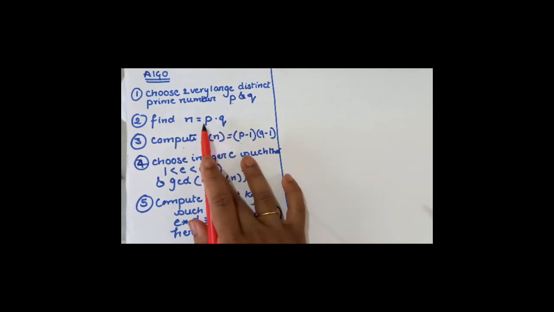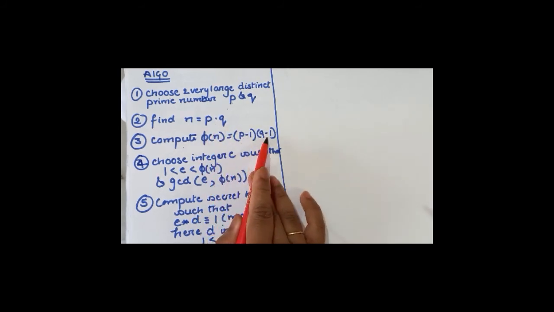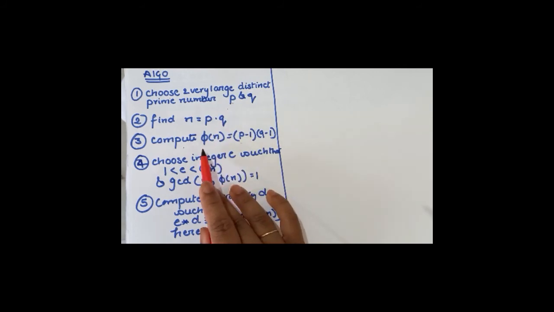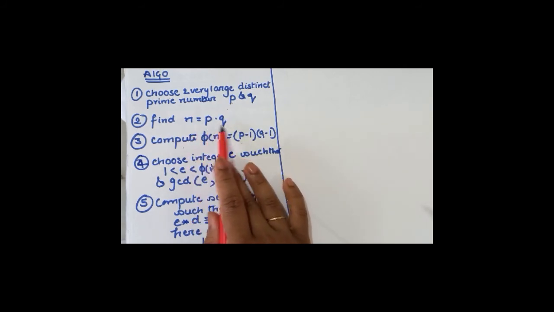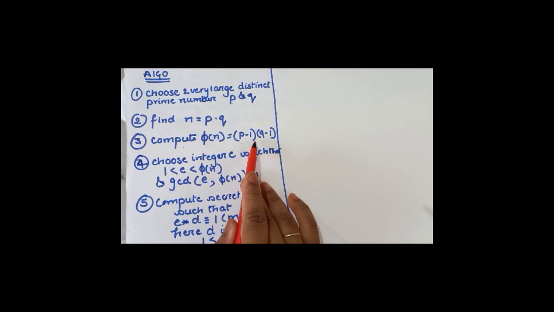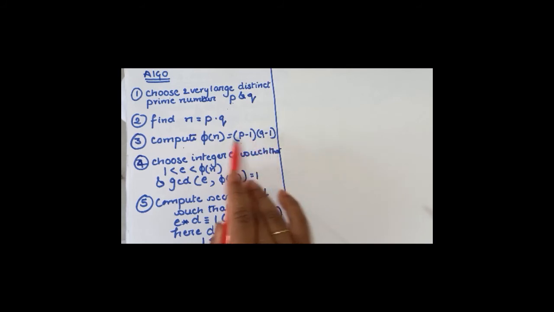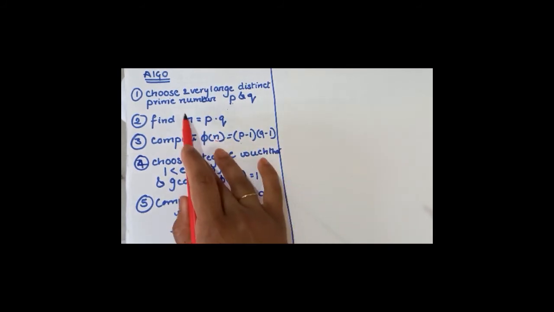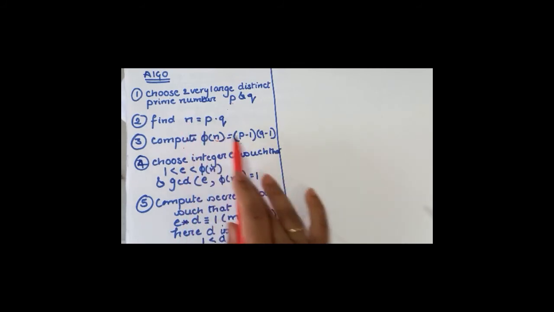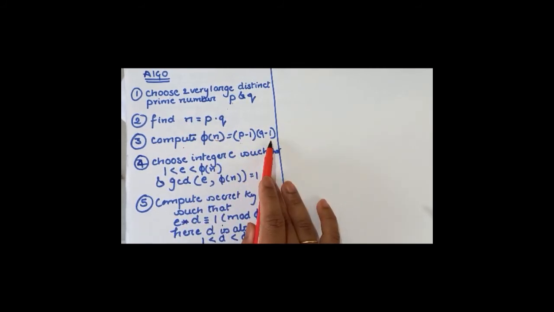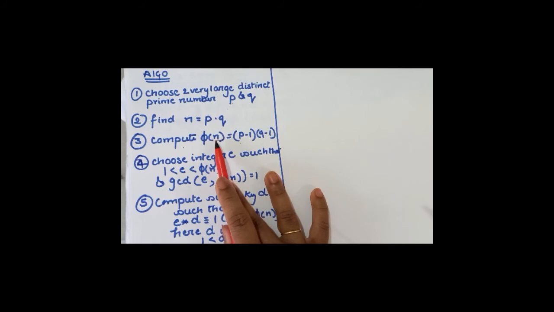Similarly here, since these are prime numbers, the count will be 1 less than the prime numbers. So the Euler totient function of p and q is going to be (p minus 1) dot (q minus 1). Basically we are finding out the Euler totient function of n. So this is the shortcut of finding out the Euler totient function of any prime number.